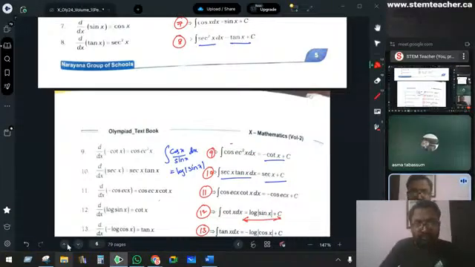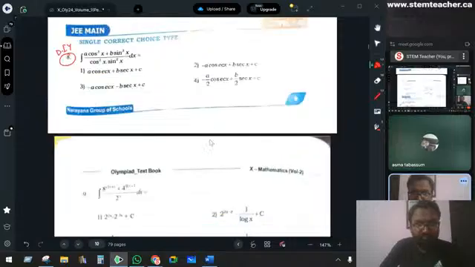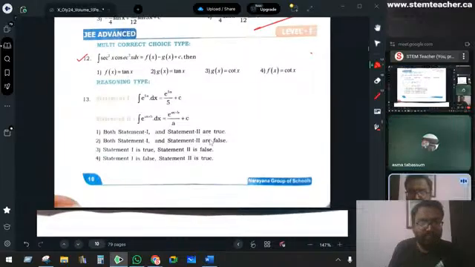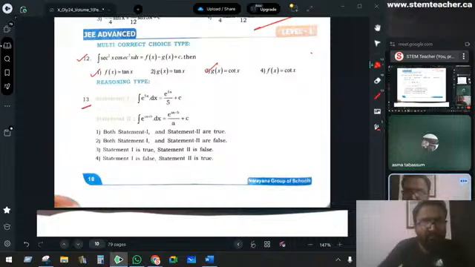So if you get back to your places, what is the question here? f of x is tan x, g of x is cot x. Okay, and is that true or wrong? So what is the 13th one? What is the first one?